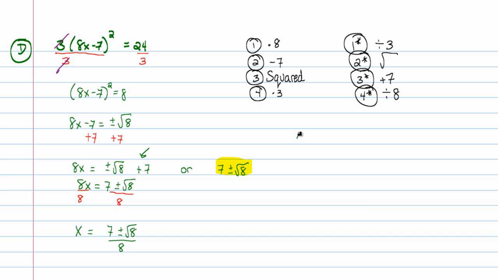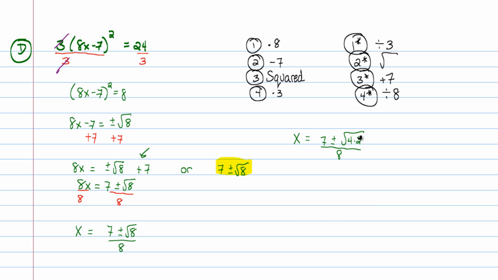But there are a couple things that I need to mention here. One, you can actually reduce that radical. The square root of 8 is the same thing as saying the square root of 4 times 2. Right? 4 times 2 is 8. And the square root of 4 is just 2.